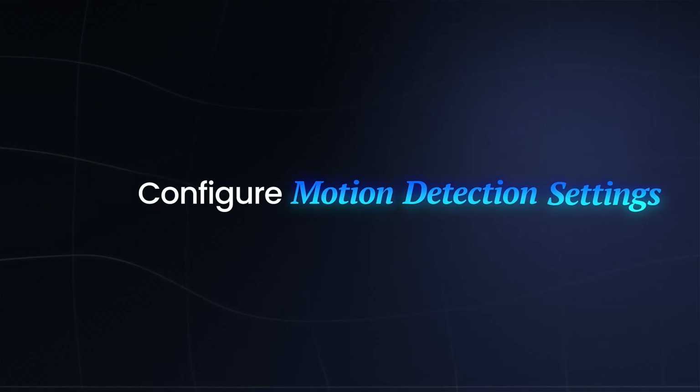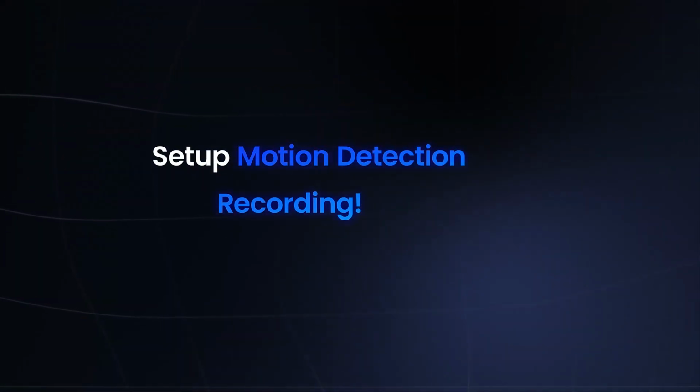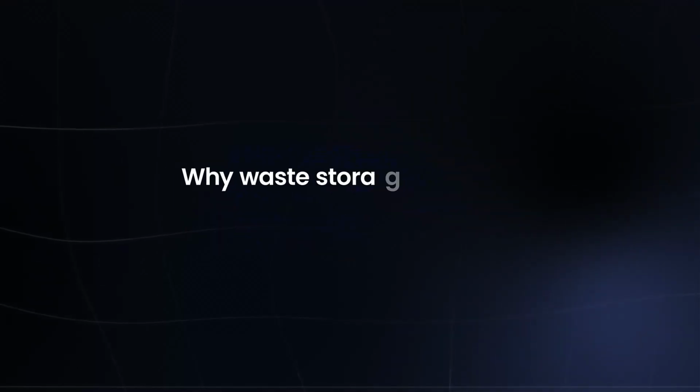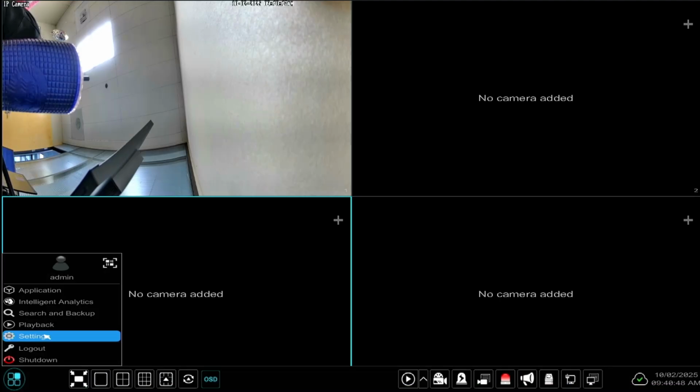In this video, we're configuring motion detection settings, setting up motion detection recording, and putting an end to wasted storage recording nothing. By the end of this video, your system will be smarter, saving storage by only recording when something actually happens. Let's begin. Start by logging into your recorder.